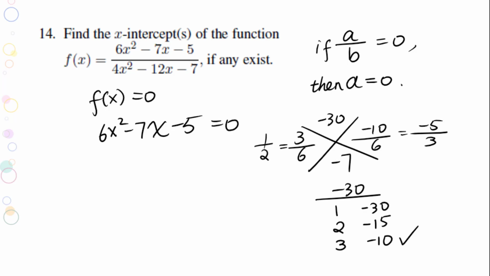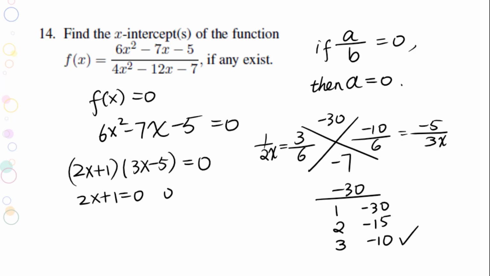1 over 2. Put the variable. Then bottom up. 2x plus 1 times 3x minus 5 equals 0. Then 2x plus 1 equals 0 or 3x minus 5 equals 0. x equals negative 1/2 or x equals positive 5 over 3.